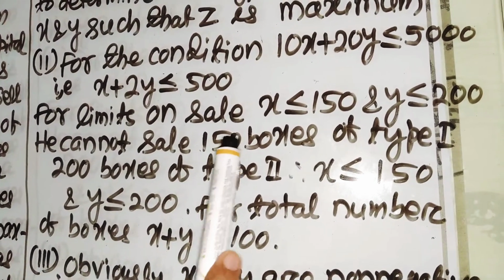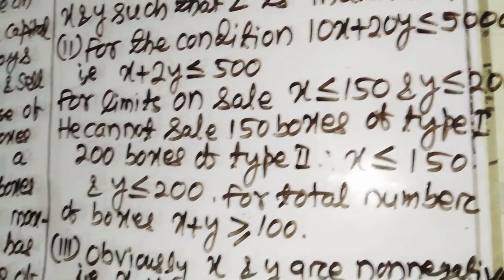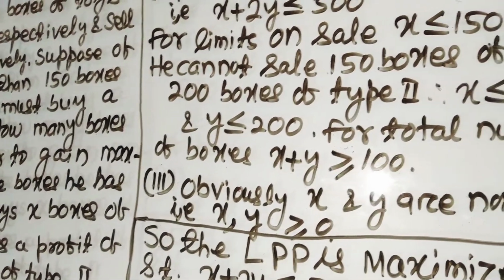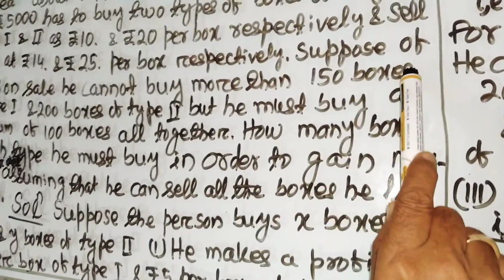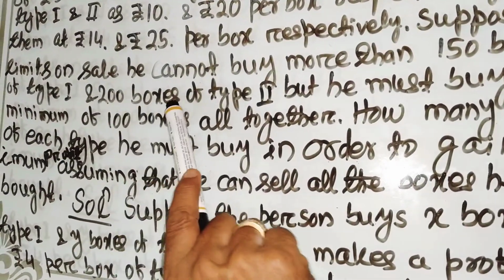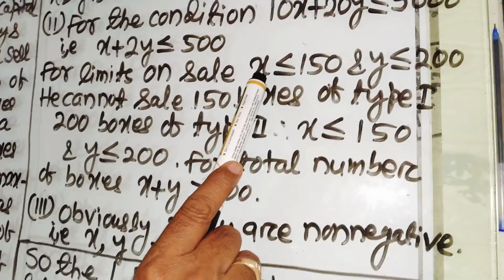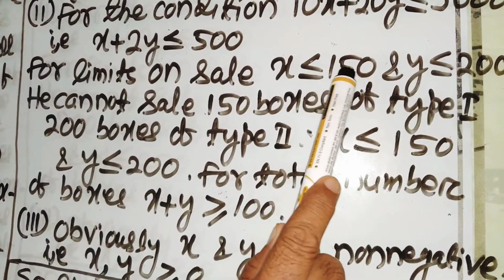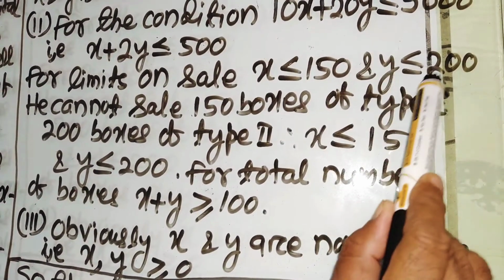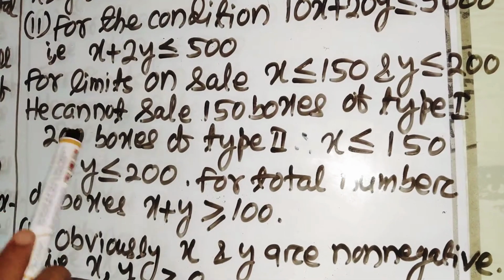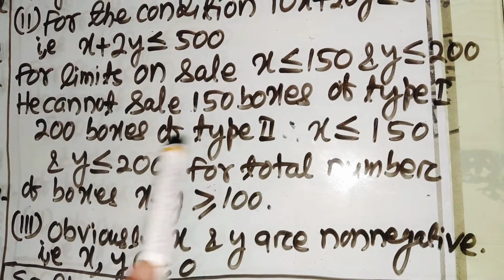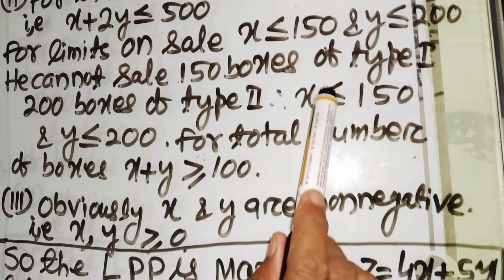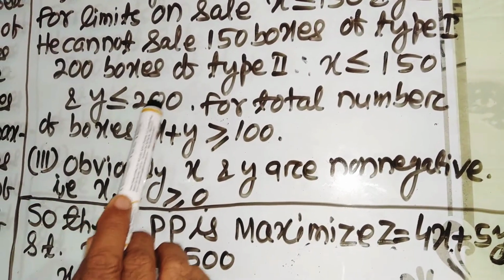For limits on sale, it is given that he cannot buy more than 150 boxes of type 1 and 200 boxes of type 2. So x, the highest number of boxes of type 1, is less than or equal to 150, and y is less than or equal to 200. But he cannot sell more than 150 boxes of type 1 and 200 boxes of type 2. So we have x is less than or equal to 150 and y is less than or equal to 200.